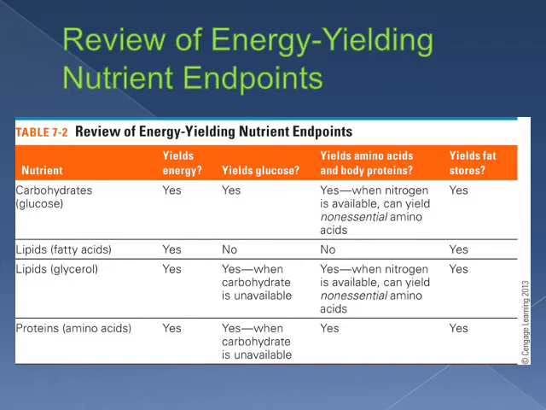In terms of producing body fat, if you overconsume any of these and your calories are sufficient, they can be converted to body fat. So glucose, fatty acids, glycerol, and amino acids, when calories are overconsumed and all these energy nutrients are overconsumed, they can yield fat.